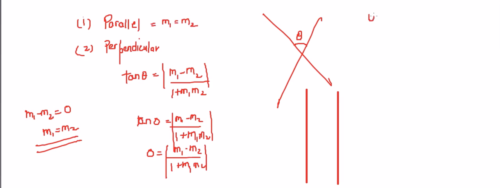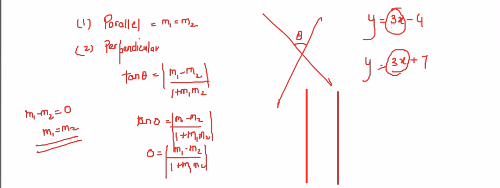That is, if the equation is y equals 3x minus 4 and y equals 3x plus 7. Clearly the slope for both equations is 3, they are equal, and just by looking I can clearly understand that these two lines are parallel to each other. So that's our first condition.